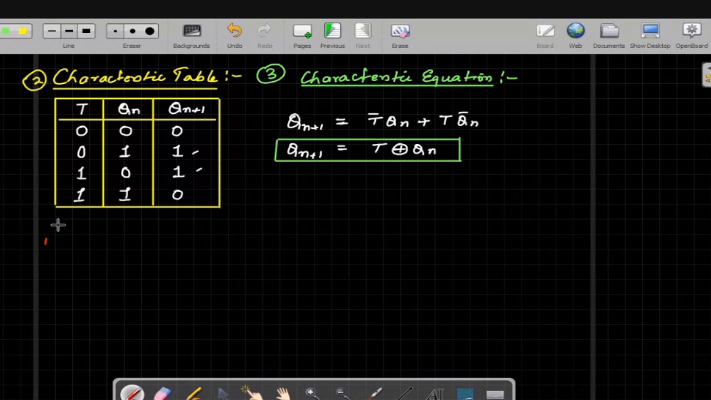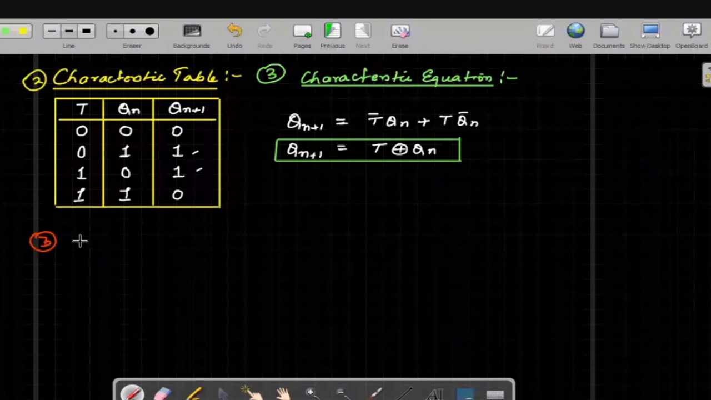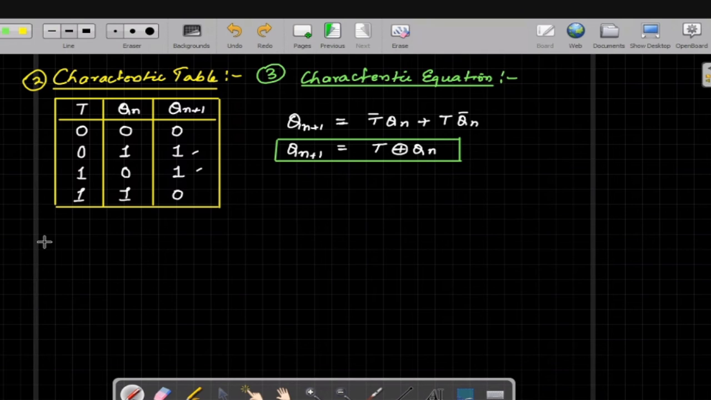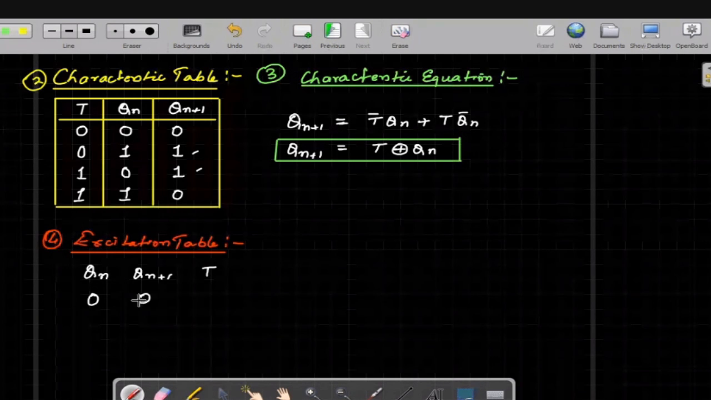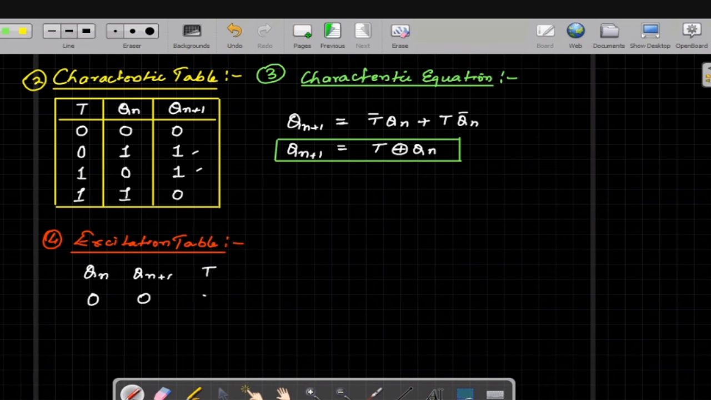Now the third thing, what is the third point? Sorry, fourth. The fourth point is the excitation table. And what we do with the excitation table is that we are interested in seeing the transitions from past to present, and for this to happen, what input needs to be applied. So suppose the past state was 0 and I want to keep 0, then what do we need to apply at T? 0.